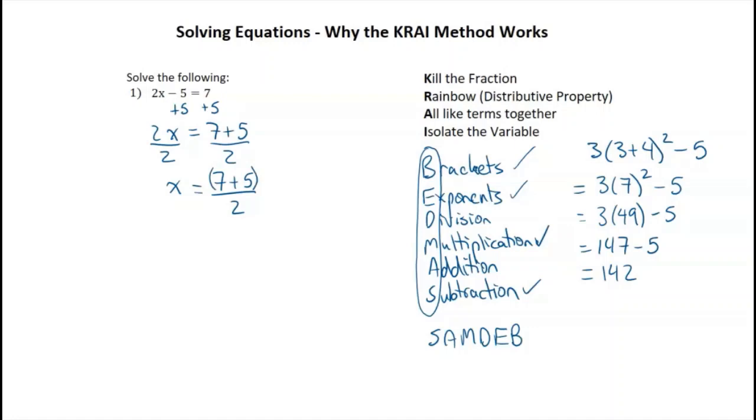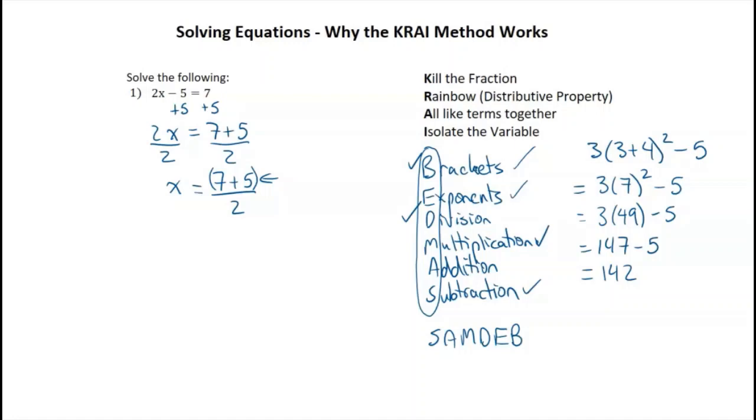Well, how does this apply? If you look at what the steps are here, x is isolated. And so we'd apply BEDMAS: brackets, exponents, division, multiplication, addition, subtraction. The first thing we would do is the brackets. Then we would divide. So we have to do the 7 plus 5 and then divide by 2. That's how BEDMAS applies. Well, how does SAMDEB apply?